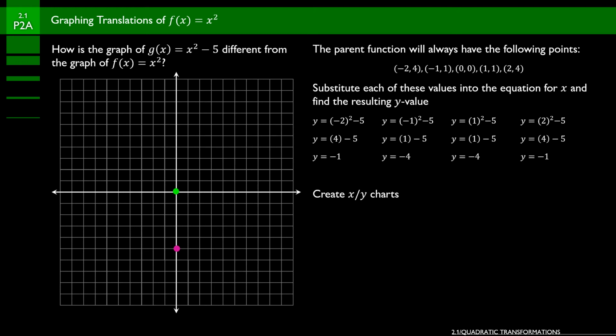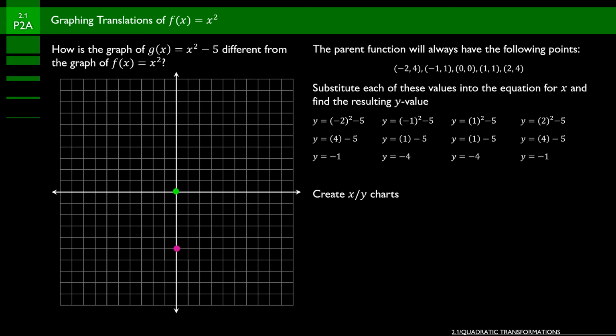Now, for the second equation, we do have to figure out some points so that we can fill in our xy chart. So we're going to choose negative 2, negative 1, 1, and 2. We do this again because our h value is 0 and our a value is 1, so we don't need to make any adjustments to which x values we choose.